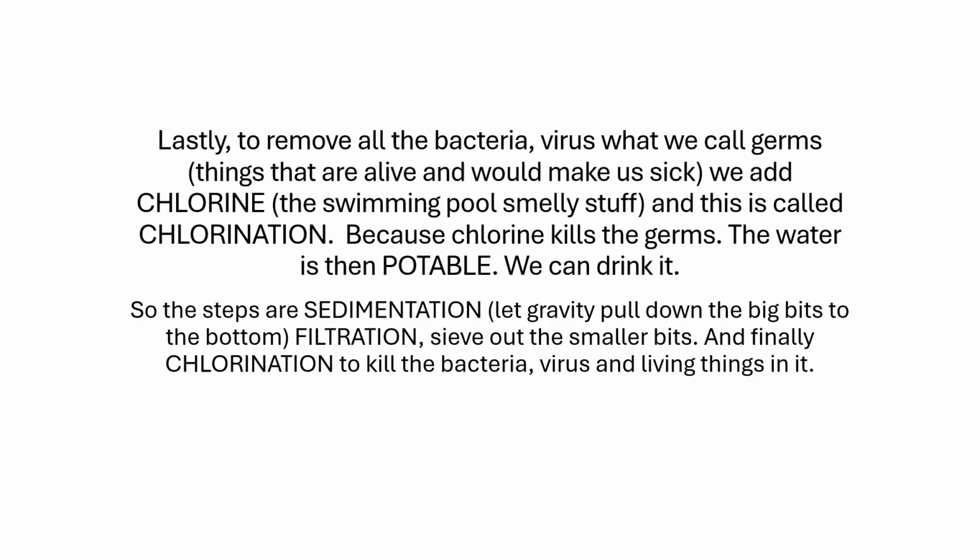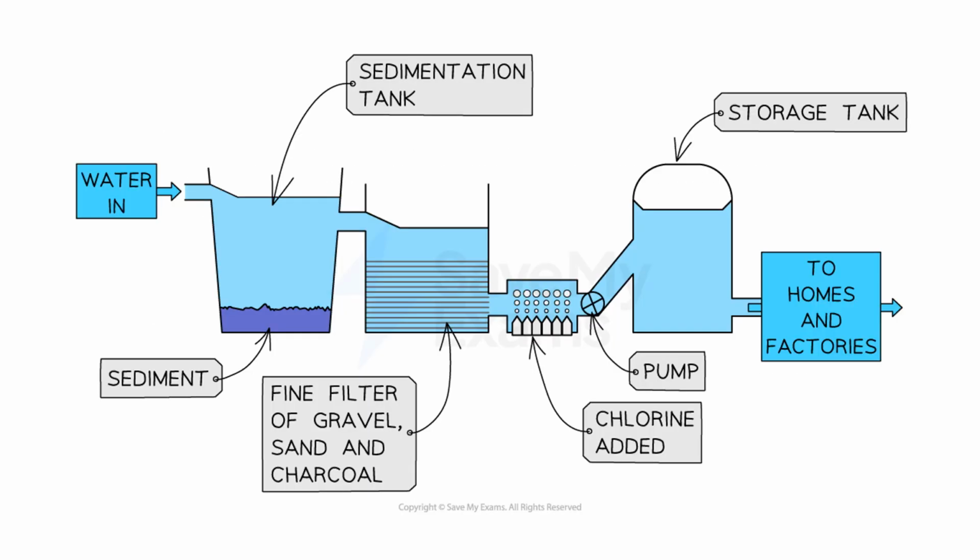We can drink it. So the steps are sedimentation, let gravity pull the big bits to the bottom, filtration, so we sieve out or filter out the smaller bits, and finally chlorination to kill the bacteria, viruses and living things in it. And here is a picture. So we put the water into a big tank, sedimentation tank, all the big bits fall to the bottom, and then we pour off some water into the filter.